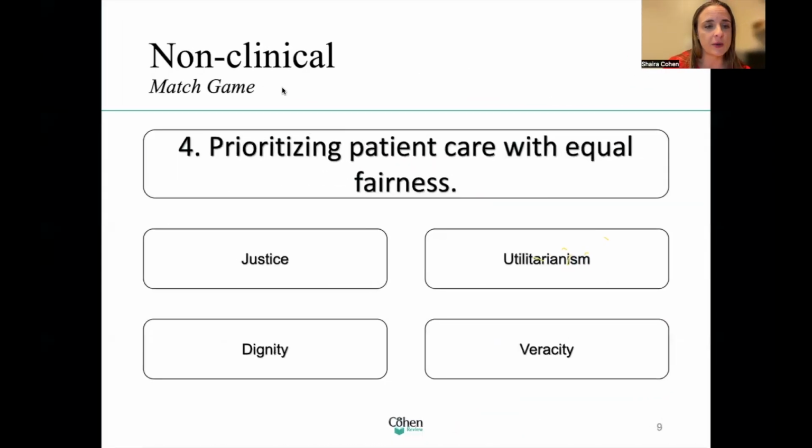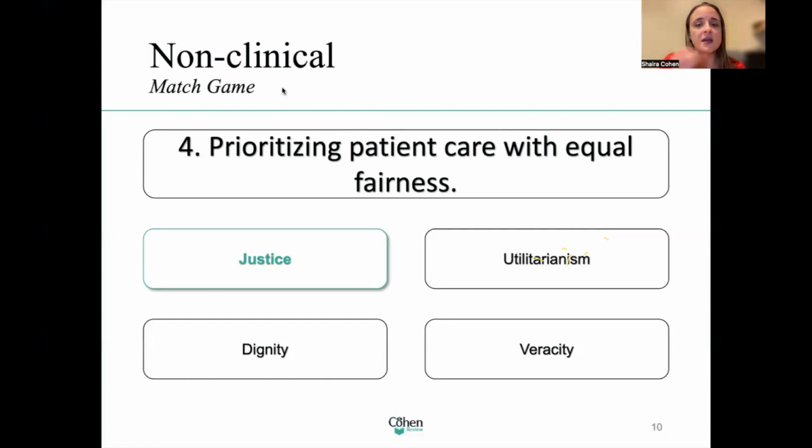So next one, prioritizing patient care with equal fairness. Is this justice, utilitarianism, dignity, or veracity? What do you think? I want everybody participating. Please remember, we don't care if you're right or wrong. We just want you to practice, and this is for you. All right, we'll reveal the answer in 3, 2, 1. And the correct answer is justice. Nice job in the chat room.